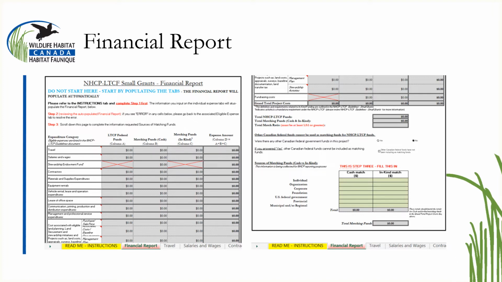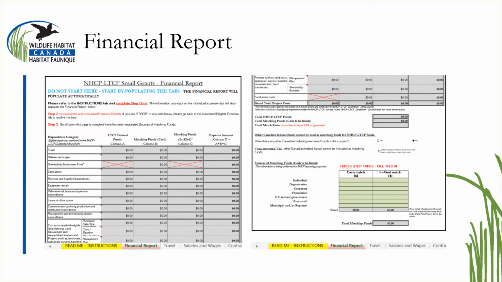The next sheet is the financial report sheet. Leave this sheet until the very end. The table on this sheet will autofill based on the information input into the separate eligible expense worksheets.